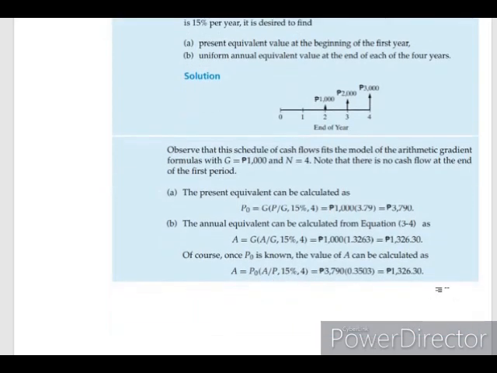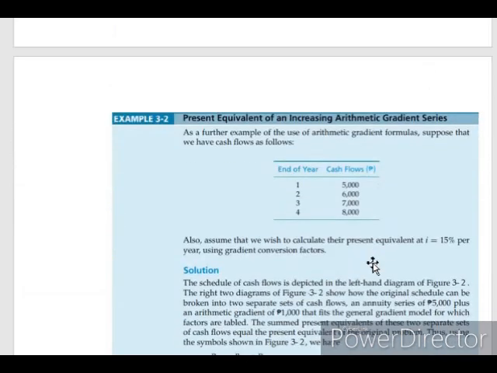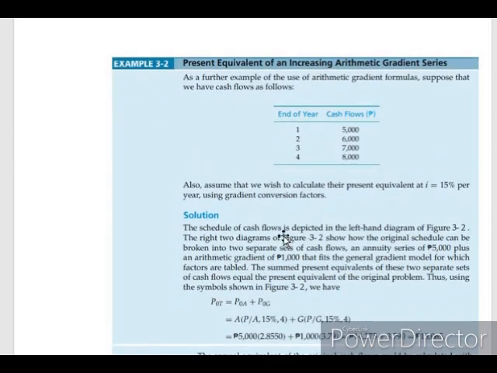Next, of course, once P sub 0 is known, the value of A can be calculated. So, pwede natin makalculate na yung A. Nakuha natin yung P sub 0 kasi, ayan o, finding A given P na dito. Okay? So, titingin ka lang din ulit sa appendix. Ito yung equivalent niya. Okay? So, si P sub 0 ito. So, multiply lang, equals siya sa 1,326.30. So, yun yung A.